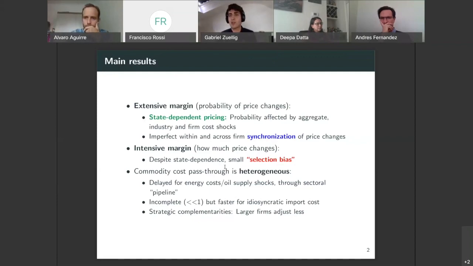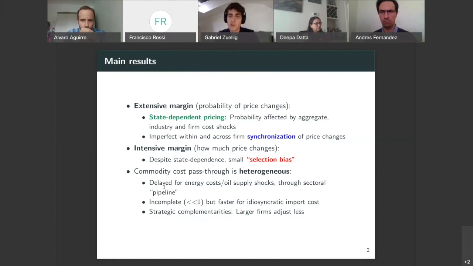We're going to look at two different types of input cost. The first is a shock to the price of oil or to the price of energy the firm produces its goods with. And there we find the response to be rather delayed. So it's a slow kind of adjustment. And we find evidence of a sectoral pipeline effect, so that some sectors adjust earlier than others.